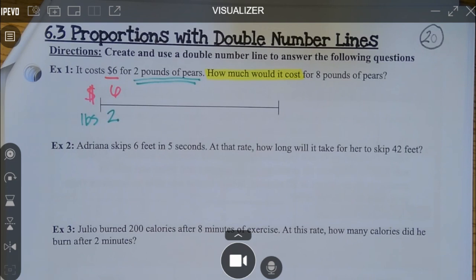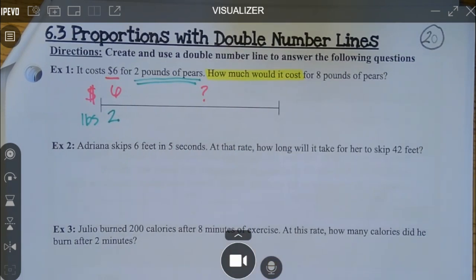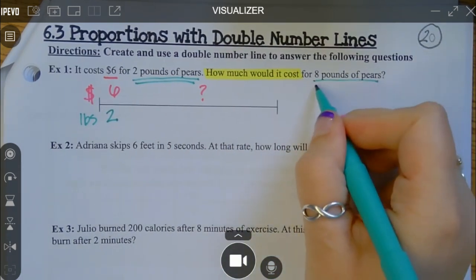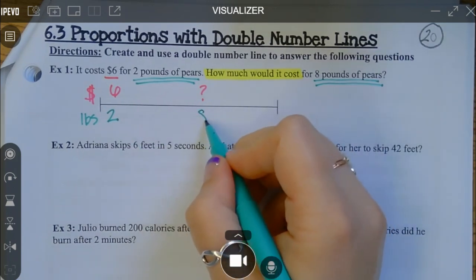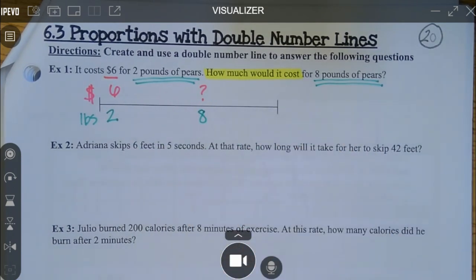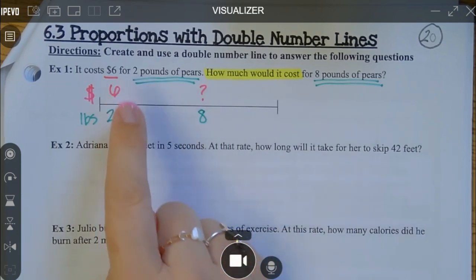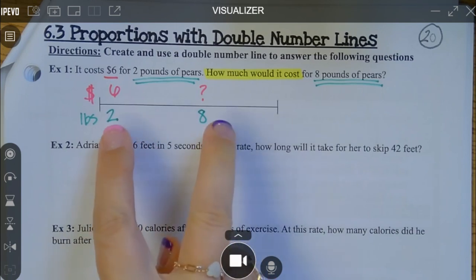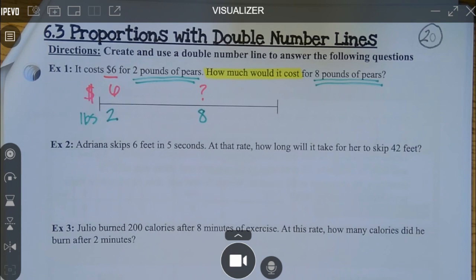Okay, and the money is where? Is that on top or bottom? Yeah, that's on top. So here's what I'm going to be trying to solve for. And then they told me the pounds of pears is 8. So pounds of pears is on the bottom. So I'm going to put 8 down here. Okay. And so we don't know how much 8 pounds of pears cost, but we know that it's $6 for 2 pounds of pears. And notice that pounds of pears is on the bottom for both and the money is on top. And that's what a double number line is.